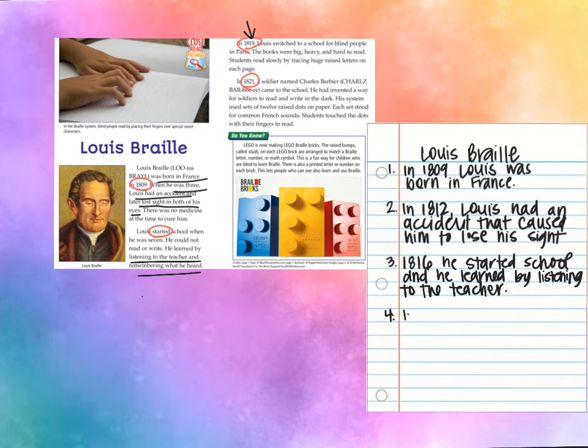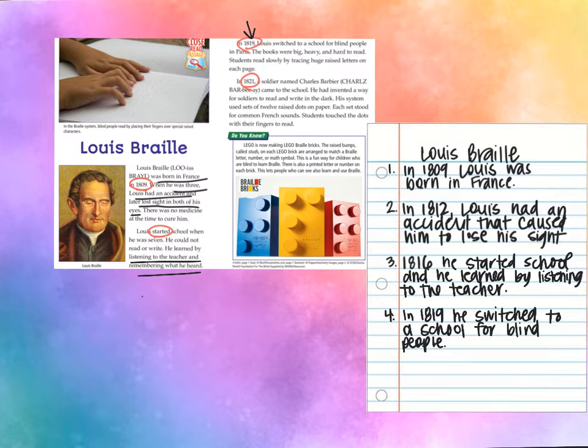So in 1819, he switched to a school for blind people. Okay, and there he started using books that were big, that were heavy, they were harder to read, and students read slowly by tracing huge raised letters on each page. Okay, let's go ahead and go to the next paragraph and see if there's anything else important.